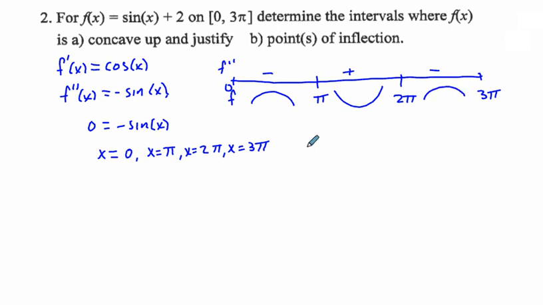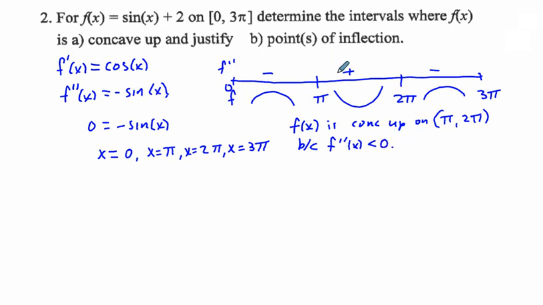So what we're going to have is f of x, answering the question, is concave up on the interval from pi to 2 pi because f double prime of x is less than 0.